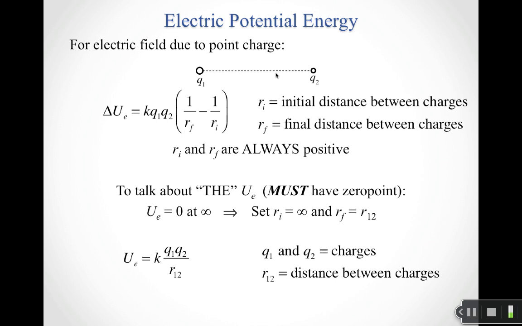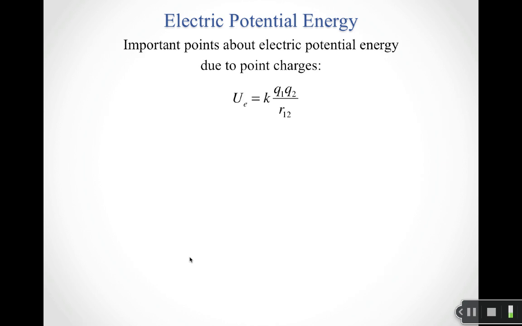You want to talk about the electric potential energy? Well, really what you're saying is the electric potential energy relative to where the potential energy equals 0. And here, when we're dealing with electric fields due to point charges, the electric field equals 0 when you're infinitely far away. So we're going to set one of these to be infinity, and let the other one be the distance between my two charges, and so I can calculate the electric potential energy this way: k Q1 Q2 over r.